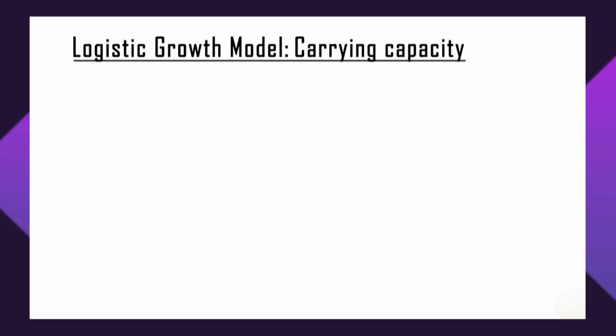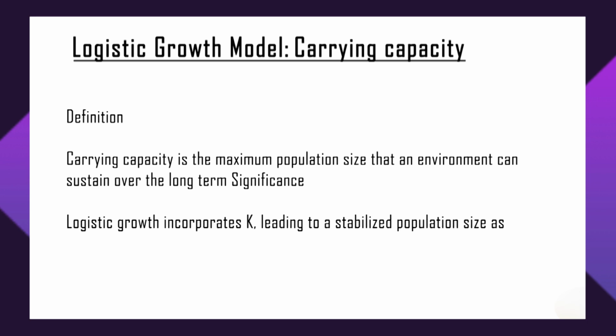But in reality, we do not see exponential growth throughout the bacterial population or any such population. For this, we use the logistic growth model. And in this logistic growth model, it is important to study the carrying capacity. Carrying capacity, often expressed as K, is the maximum population size that an environment can sustain over a long period of time. Logistic growth incorporates K, leading to the stabilization of population size as resources become a limiting factor.